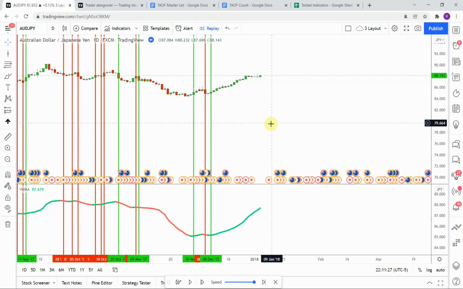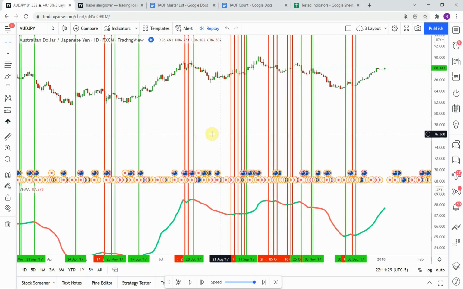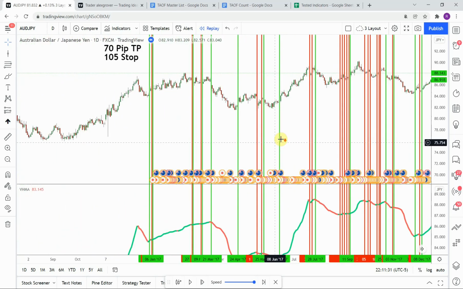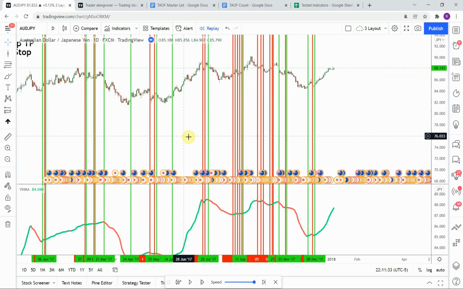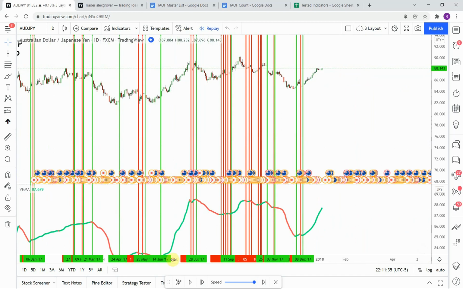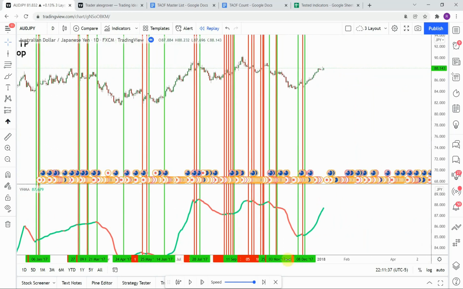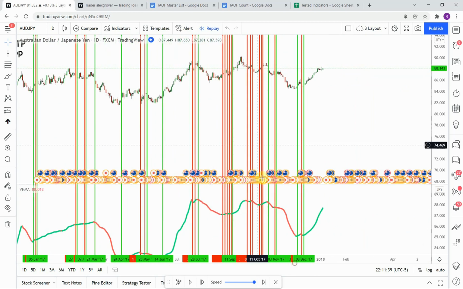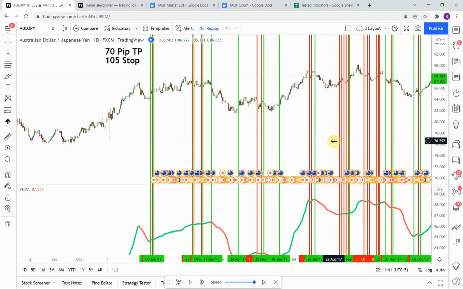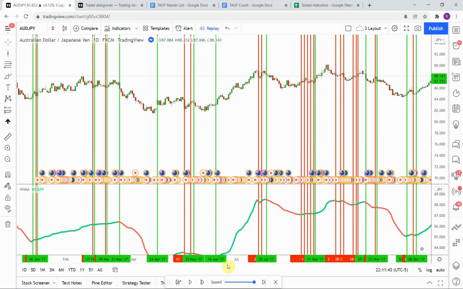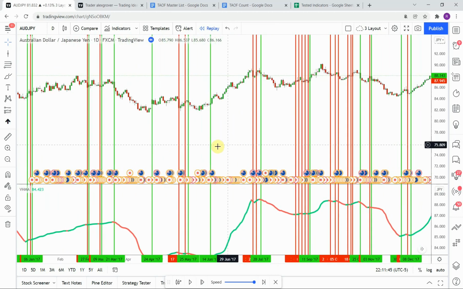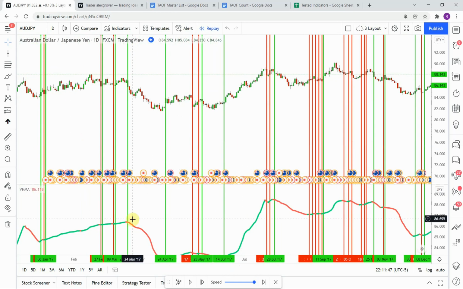Okay, so let's go ahead and take a look at our indicator here. Alright, got everything in focus. Let's go ahead and count these out and see what we get out of it.